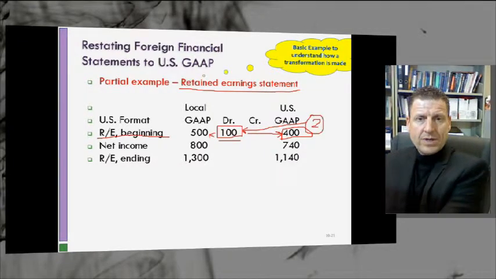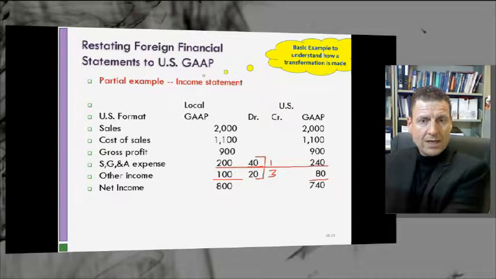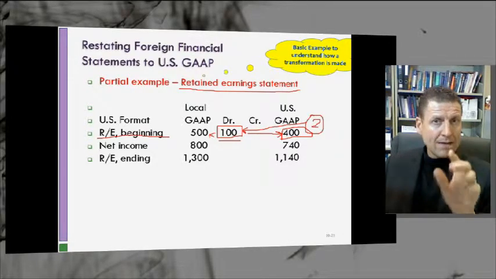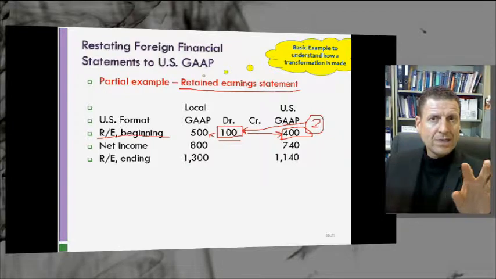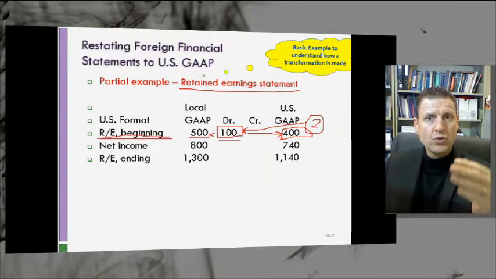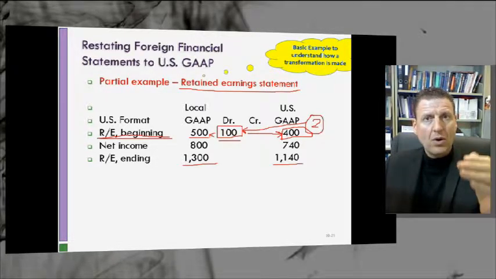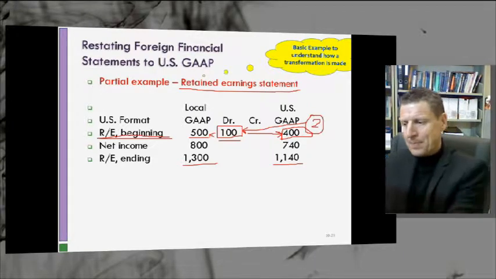So what have we done here? Here we've got 40 more in expenses under US GAAP. We have 20 less in income under US GAAP. We have 100 more in provisions under US GAAP, and those provisions should have been recognized in the prior period and then come into the retained earnings at the beginning of that period. So therefore, we need to reduce the retained earnings at the beginning by 100. Of course, that reduces retained earnings at the end also by 100, as you can see.